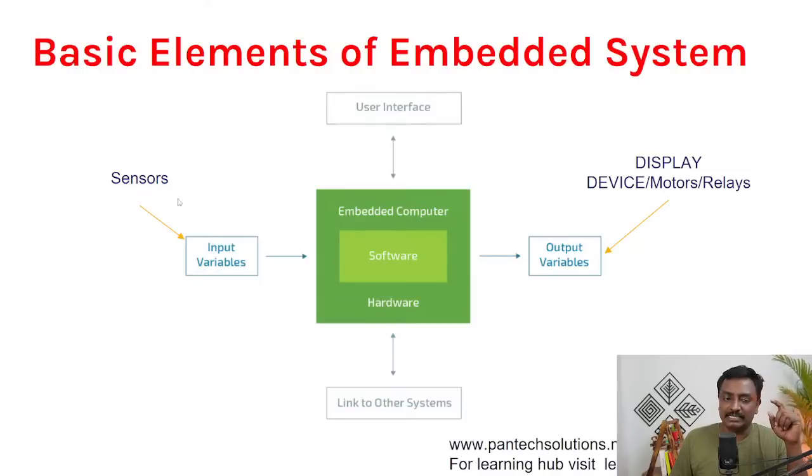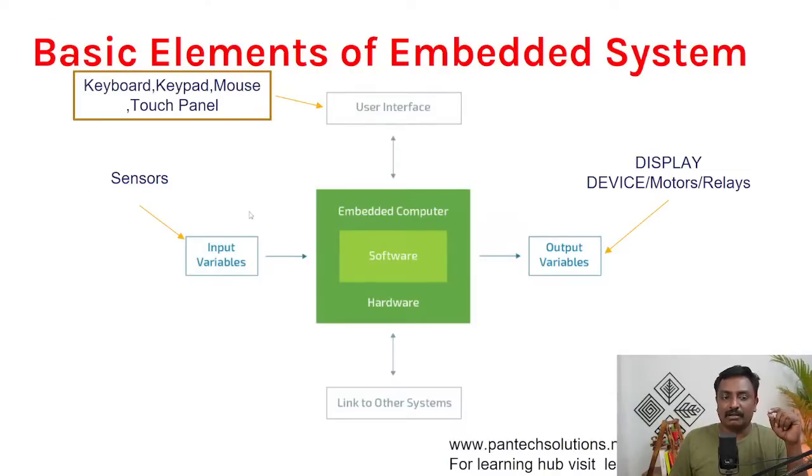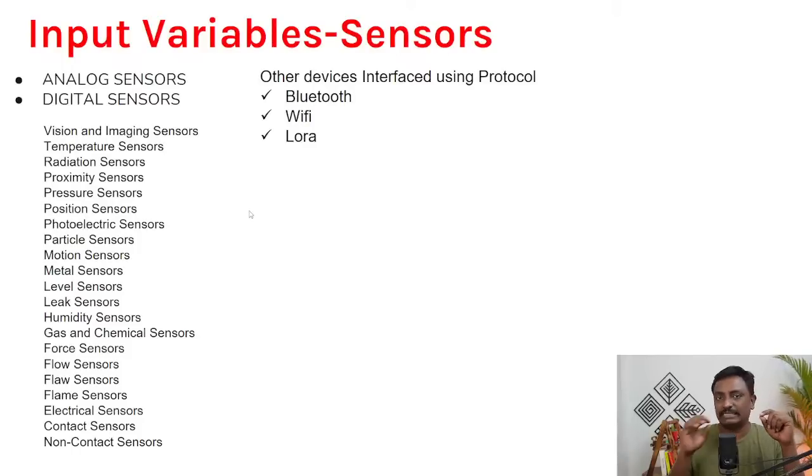Coming to the sensors, the input variables. There are a lot of sensors available in the market. You can check the website digikey.in or the company robo.in, which is selling many sensors in India as of now, and RoboKits, where you have categories like analog sensors, which can be directly interfaced to an analog pin, or you need an ADC controller, or digital sensors. There are a lot of sensors available like vision sensors, temperature sensors, radiation sensors, proximity sensors, and pressure sensors.